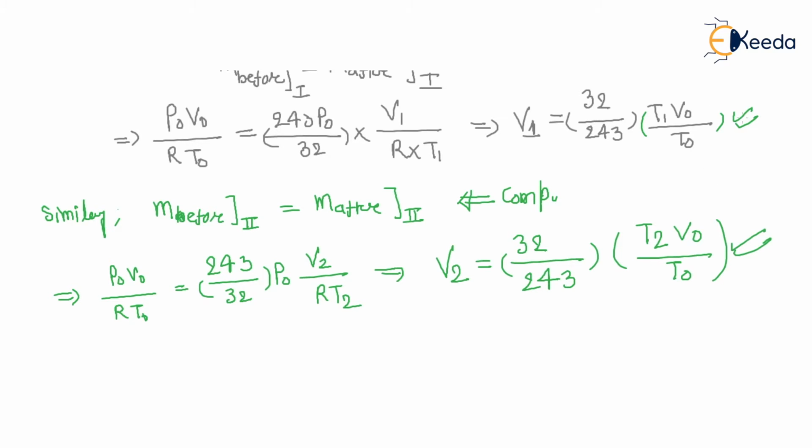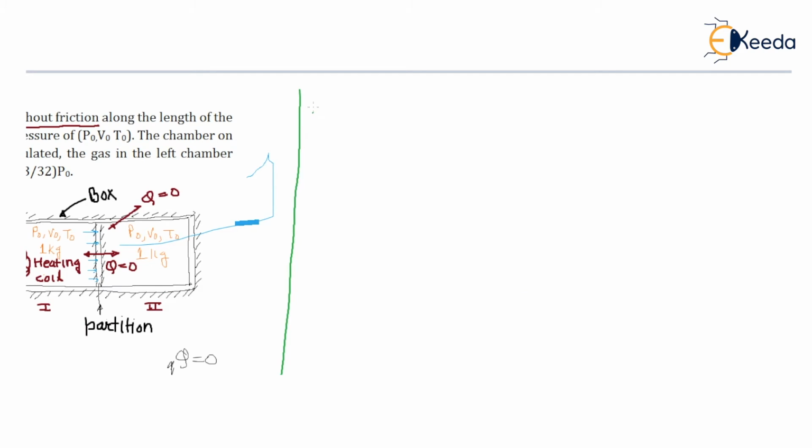From above, we know that since 2 V naught is equal to V1 plus V2, put all these values in this equation. So if we put these values, you have T1 plus T2 is equal to 243 by 16 T naught.